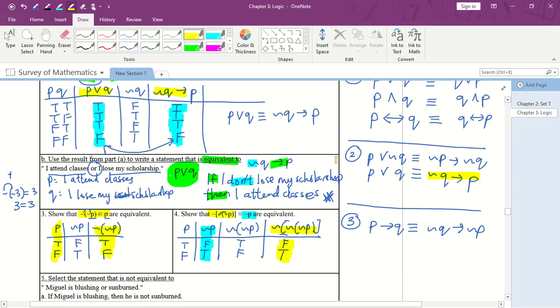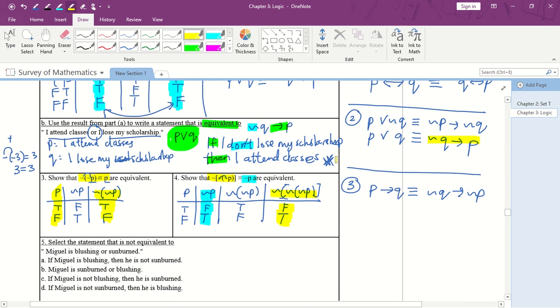Can you try to write one symbolic form that is equivalent to negation Q to P? Okay, negation Q to P. If I want to write that is equivalent, I would write negation P to Q. Can you get the idea? It's the same thing, right? I change the place, then I add the negation if there's no negation, and I remove the negation if there's a negation.